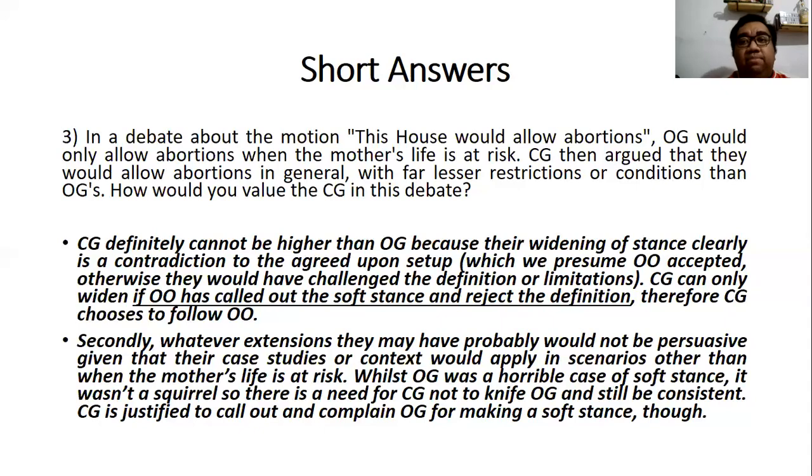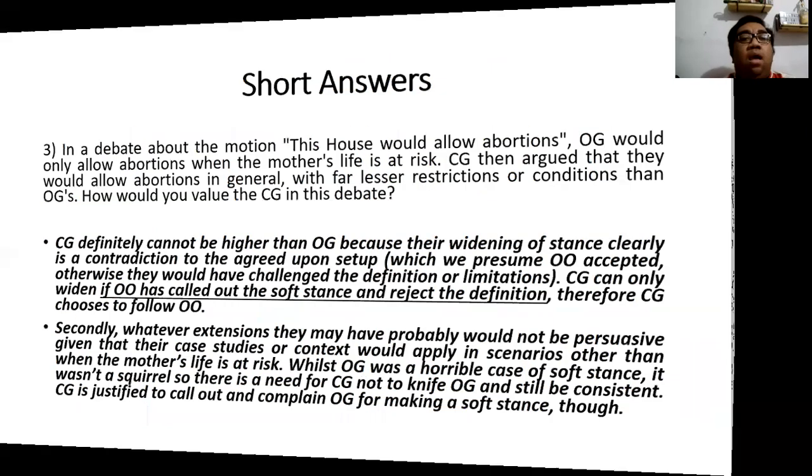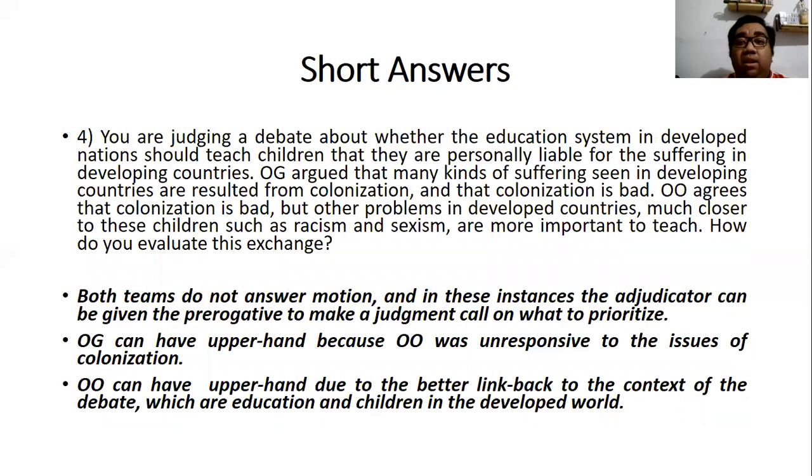Moving on to item number 4. All right, you are judging a debate about whether the education system in developed nations should teach children that they're personally liable for the suffering in developing countries. Now, OG argued that many kinds of suffering seen in developing countries result from colonization, and that colonization is bad. OO agrees that colonization is bad, but other problems in developed countries, much closer to these children, such as racism and sexism, are more important to teach.